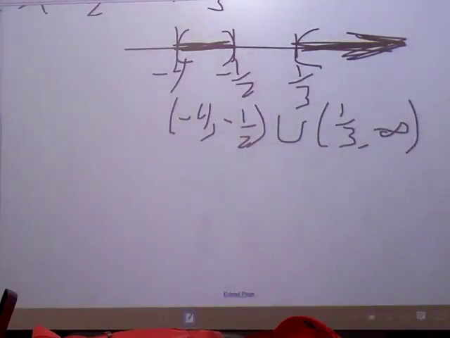Got a couple more to do, and these involve fractions, so we'll get these knocked out real quick. Got -1 over x minus 3 is greater than 1.